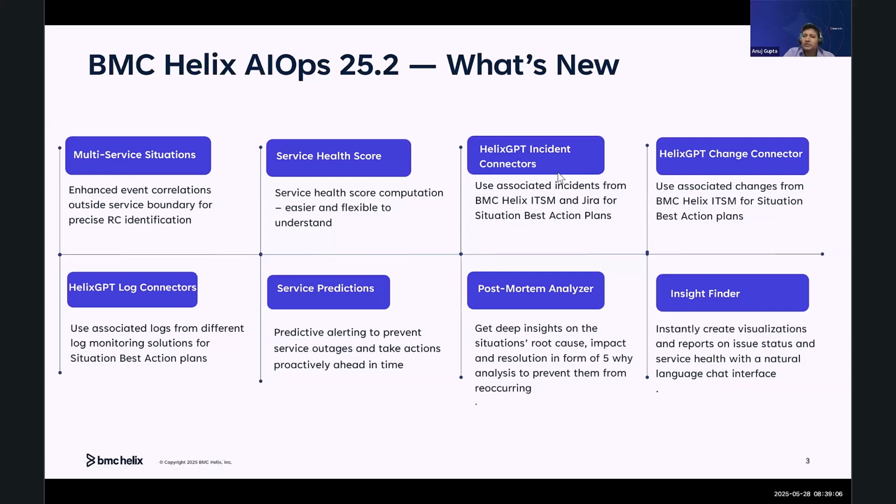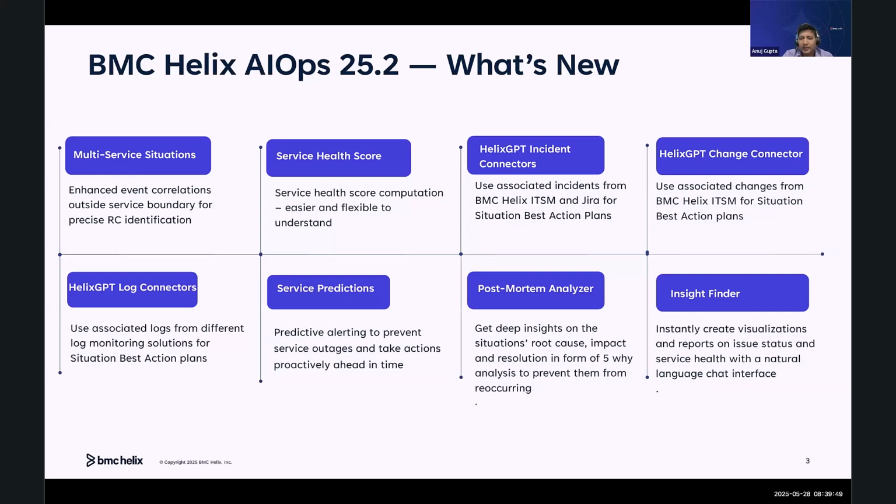Next, an interesting capability is our Helix GPT driven holistic RCA. While doing the root cause analysis, along with the events and the other operations management data, we also look at the corresponding incident data. There are many useful fields, resolution insights, and work logs from the incidents which may help an operator get meaningful information to troubleshoot or identify the root cause for an incident. We do it with our BMC Helix ITSM.